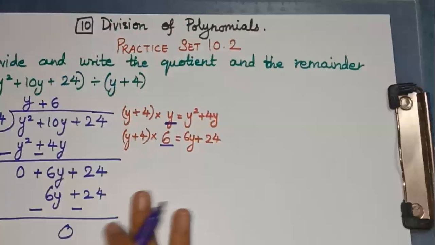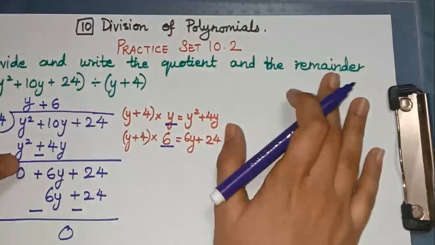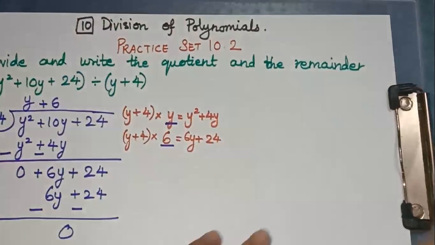Now we will do another sum, that is sum number 3.